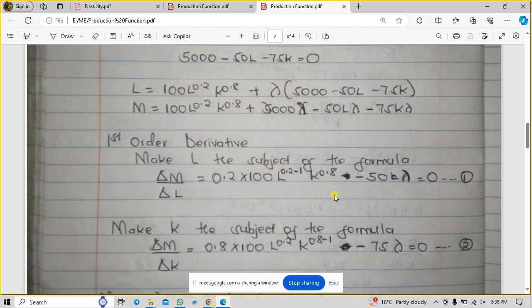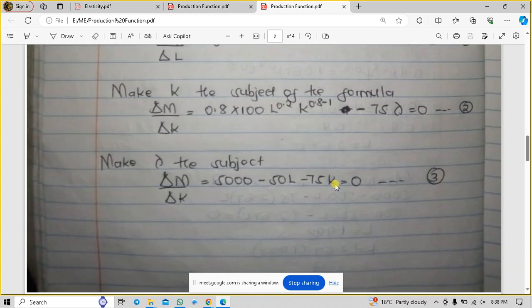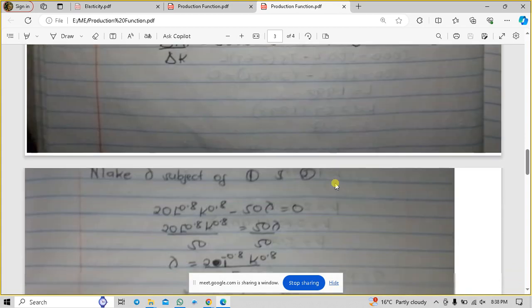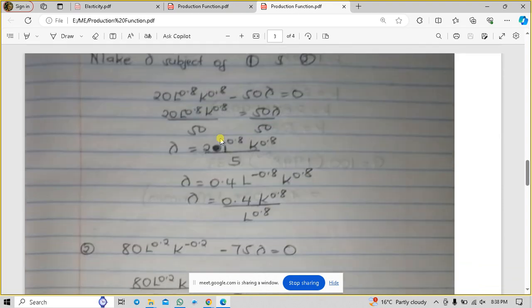Okay, so after that, the math continues to get interesting. We are going to make mu the subject of equation number 1 and equation number 2. How are we going to do that?